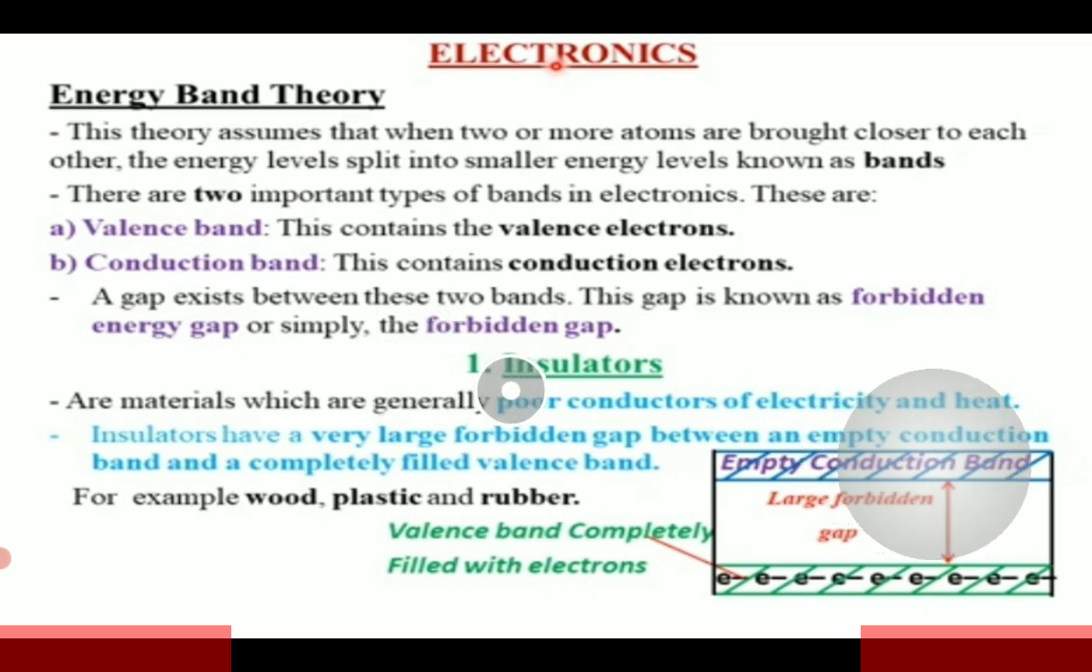Based on conductivity, materials can be classified into three. We have what are called insulators, we have semiconductors, and then we have conductors. This classification is based on whether a material is a good conductor of electricity or not a good conductor of electricity. We are going to discuss these three types of materials in this lesson. So what are insulators?